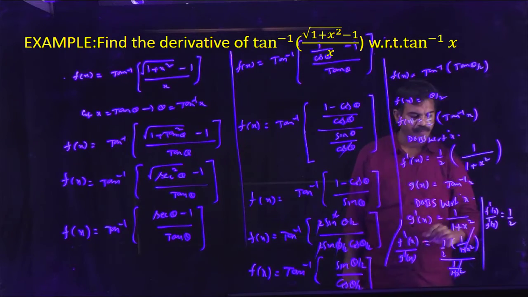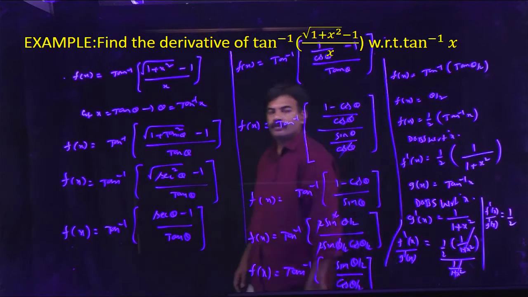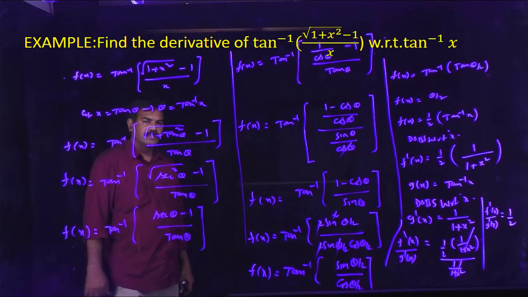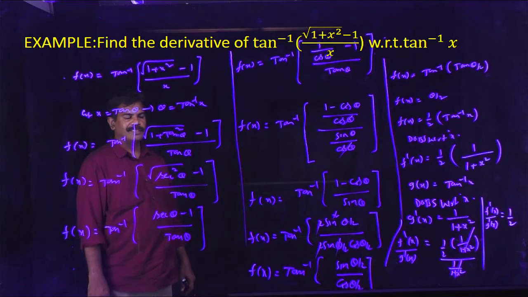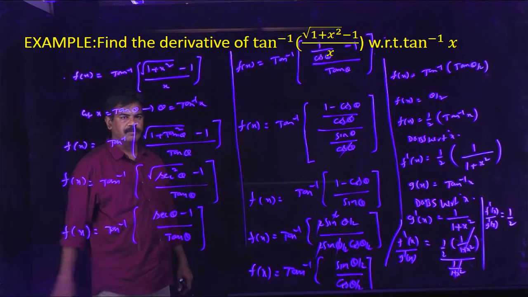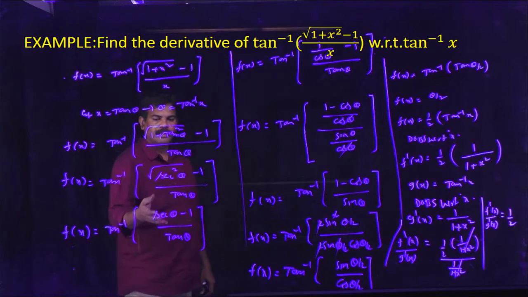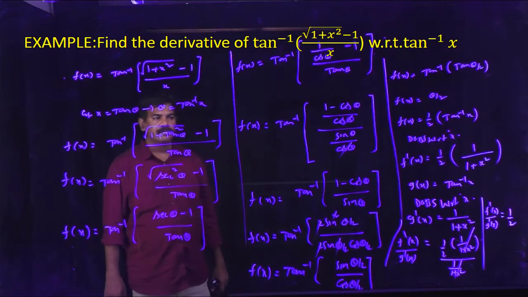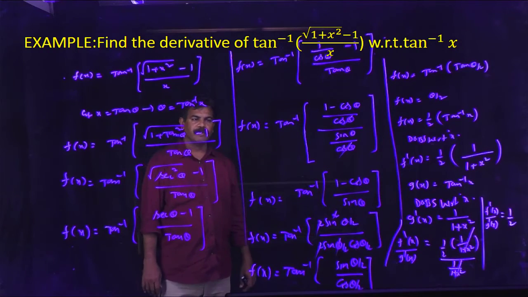So we find the derivative of tan inverse of root of 1 plus x square minus 1 by x with respect to tan inverse x. We use so many formulas in this problem. The substitution is the first step. So many trigonometric formulas came. So this is also a very important problem in public examinations.